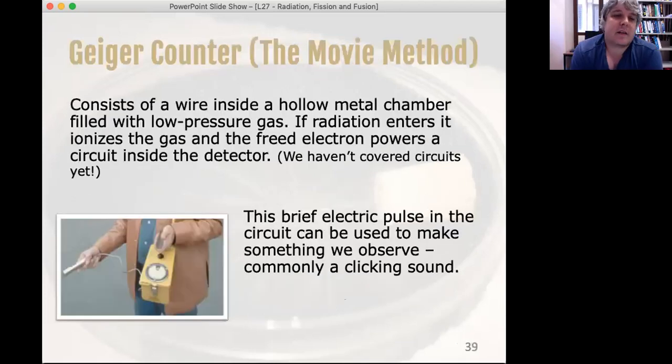So the Geiger counter is the movie method. It's the one that you see in TV shows and movies. And all it is, is a wire inside a hollow metal chamber. That hollow chamber is filled with a low pressure gas. If radiation enters, it ionizes the gas. Remember that ionization is removing an electron or adding an electron to an atom.